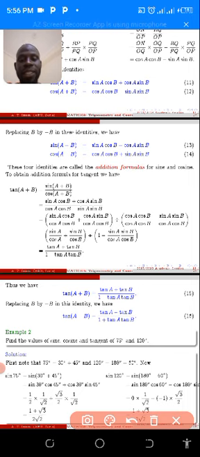The four identities are called addition formulas for sine and cosine. We can also obtain an addition formula for tan, because we know the tan function is the same thing as sine over cosine of any angle. Therefore, tan(A plus B) is going to be sine(A plus B) over cos(A plus B) as usual. Now, what is sine(A plus B)? We use equation 11.